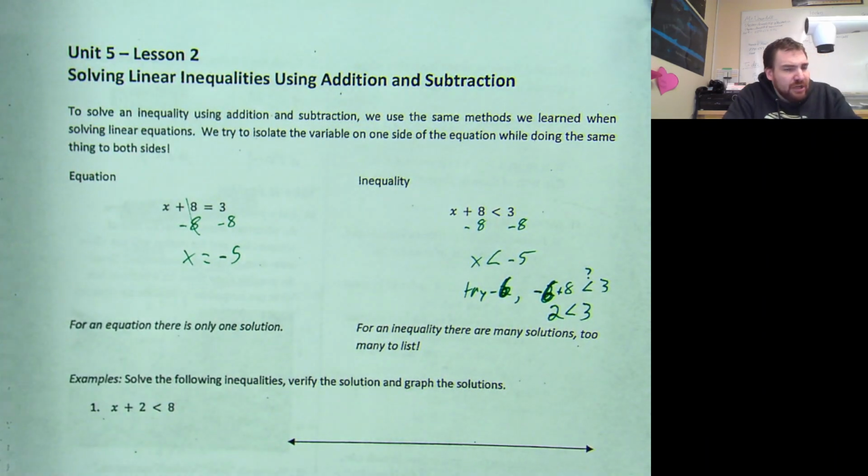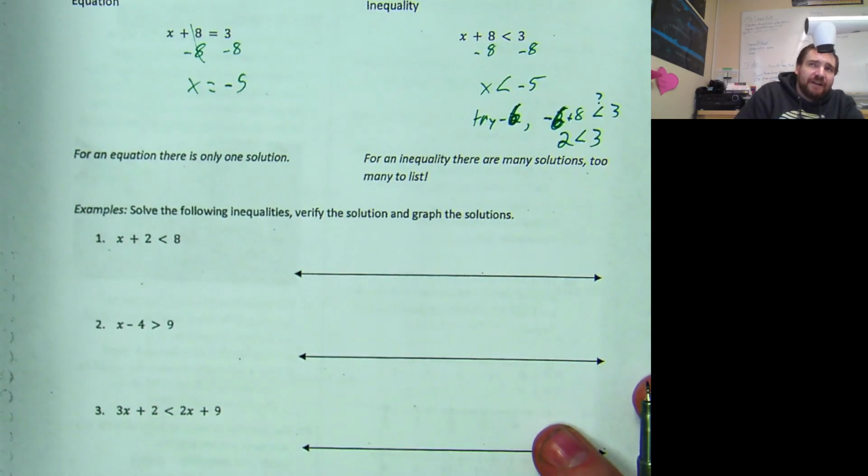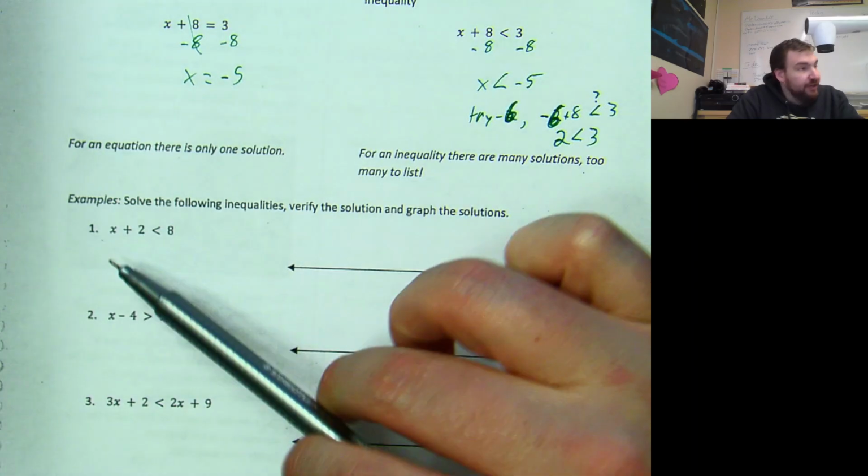Yeah, so we're good. So addition works the way we expect addition to work, and therefore subtraction will as well, right? Because subtraction and addition are the exact same thing. Subtraction is just the addition of negative numbers. So solving some of these inequalities, if I've got x plus 2 is less than 8, what am I going to do here to solve this thing?